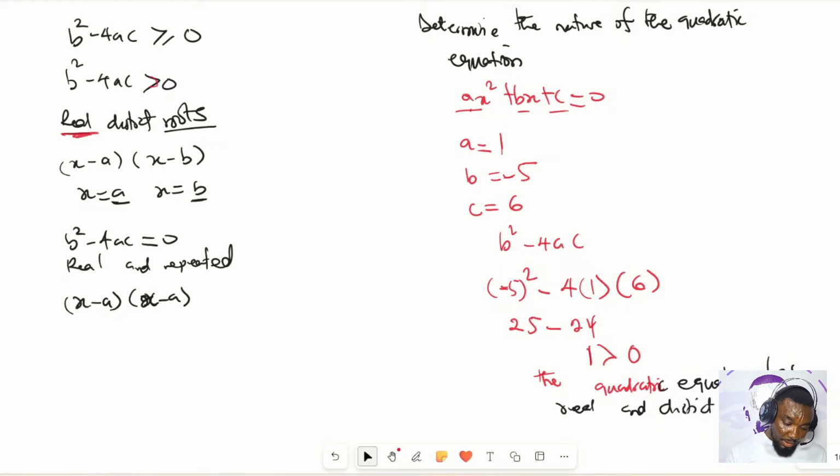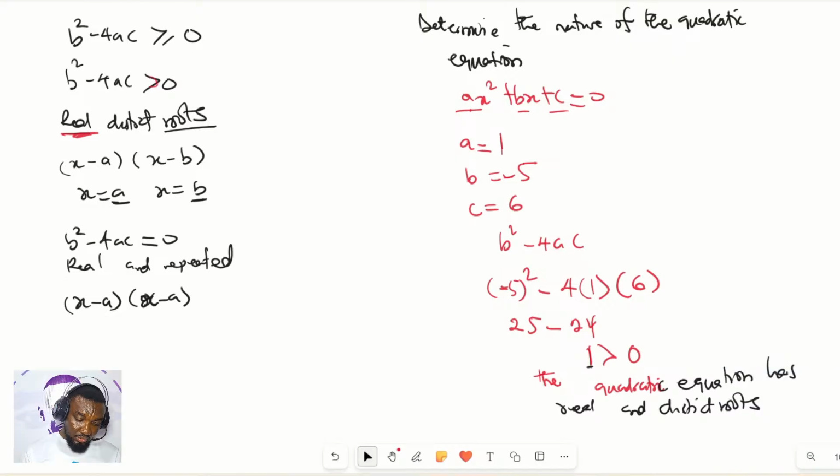So that is how we are able to determine the nature of roots of a quadratic equation. Once we see that the value is greater than 0, then it will be real and distinct roots. Once the value is equal to 0, then it has what we call repeated roots. And once we see that b squared minus 4ac is less than 0, then it has complex roots.